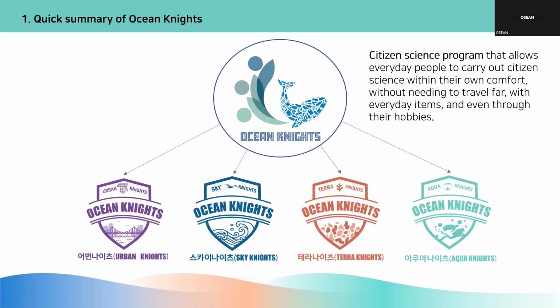So Ocean Nights consists of 4 main groups at this time of recording, and these main groups are Urban Nights, Sky Nights, Terra Nights, and Aqua Nights. Each of these groups have different methods of data collection and different focuses.